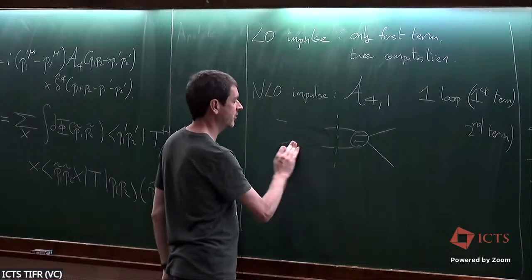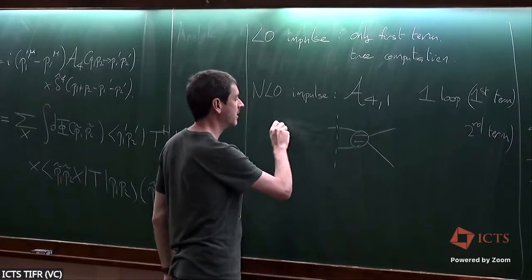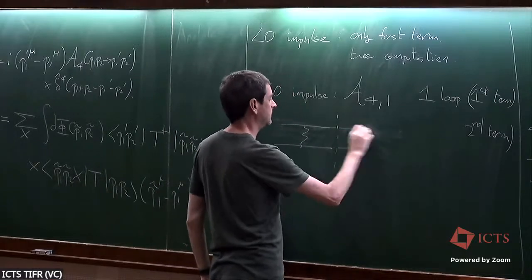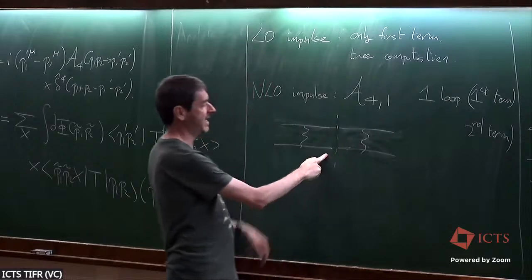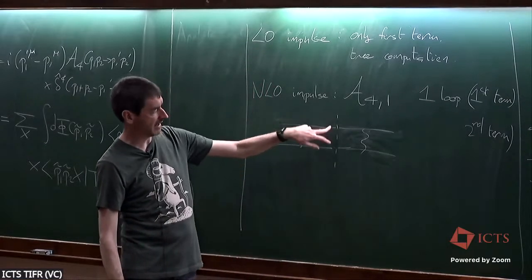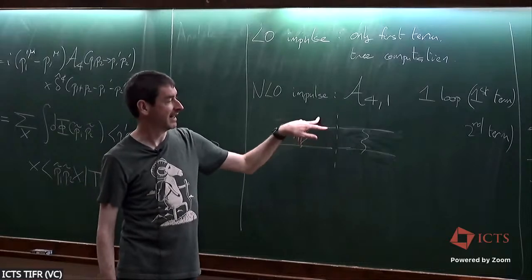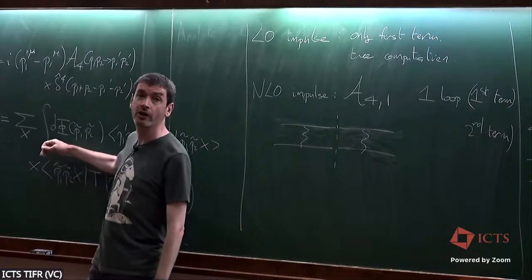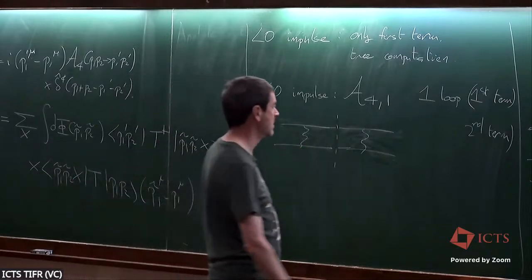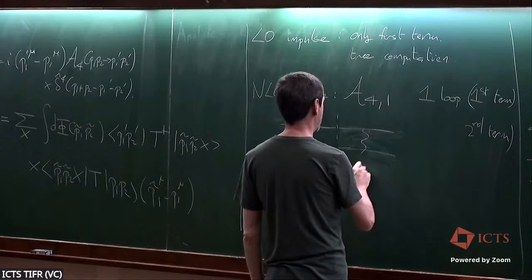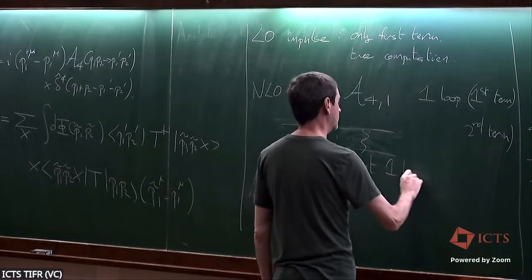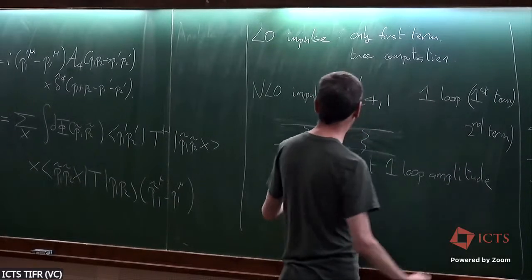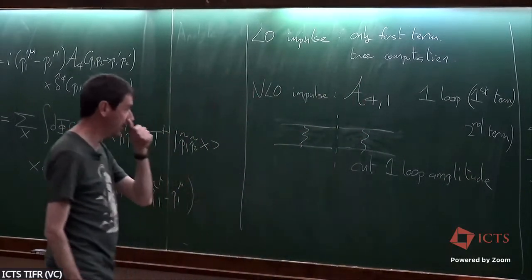Maybe it's better just to draw this as the actual amplitude that would contribute. So something like this. And so it's a product of these two things, and this dashed line here is indicating that these legs are combined in some particular way, but with this integration, not a loop integration. So this is called a cut one loop amplitude. Cut one loop amplitudes have the property that they're integrals over tree-level amplitudes squared.